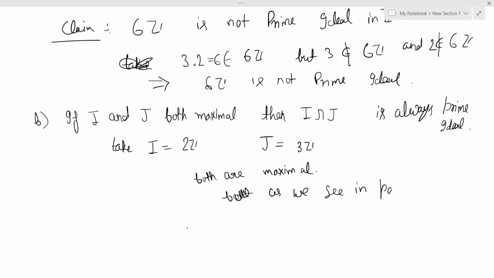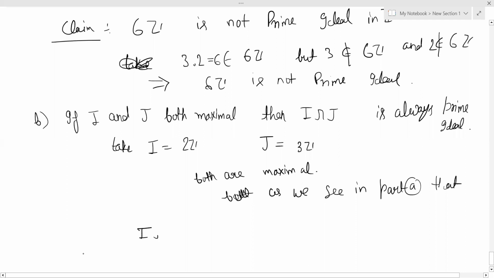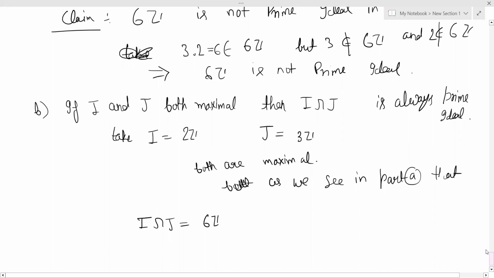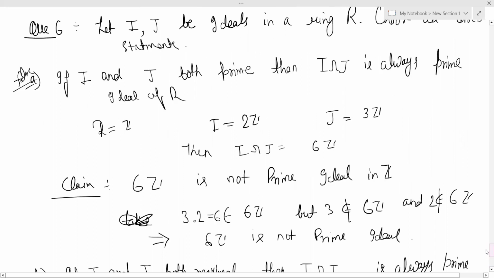But as we see in part A, the first part says that if I and J are both prime ideals, then is I intersection J prime or not? We have to disprove this statement. We prove that this is false. We take the ring of integers and two ideals 2Z and 3Z. Both are prime ideals.